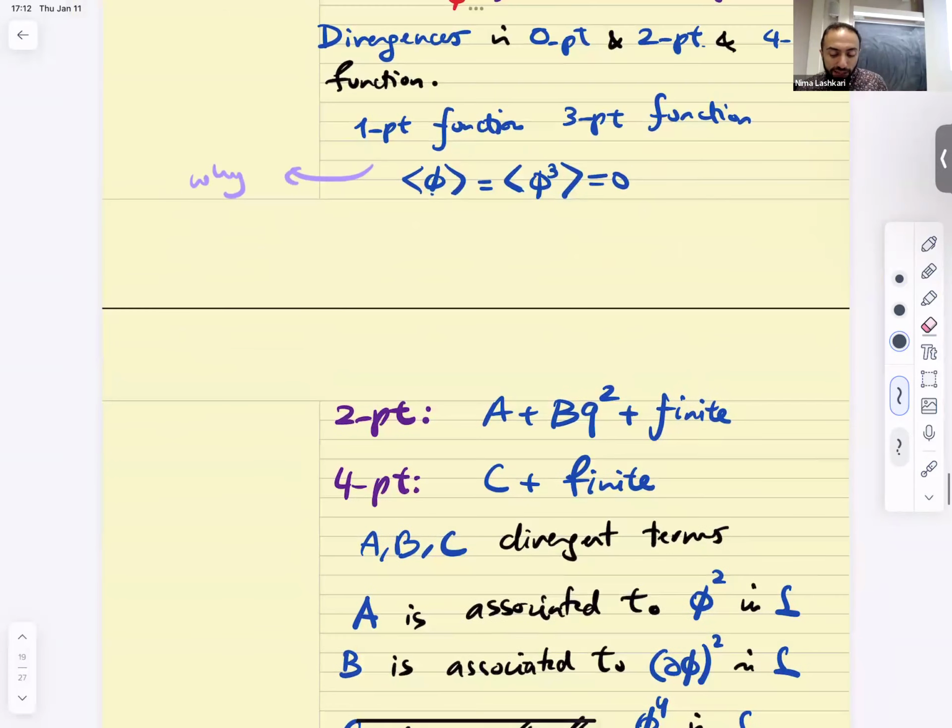All right, so the analysis that we did tells you that the 2-point function, you could write it as a finite piece plus a plus bq squared, where a and b are the divergences. The 4-point function could be written as a finite piece plus a divergent piece c. So all the divergent terms are a, b, c.